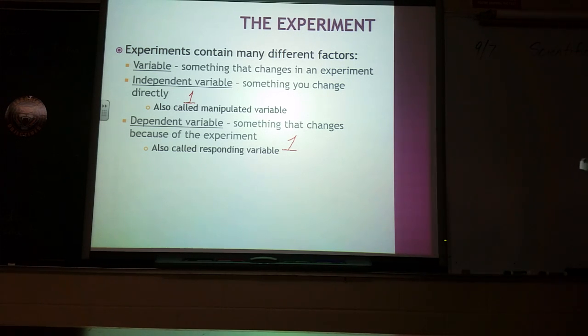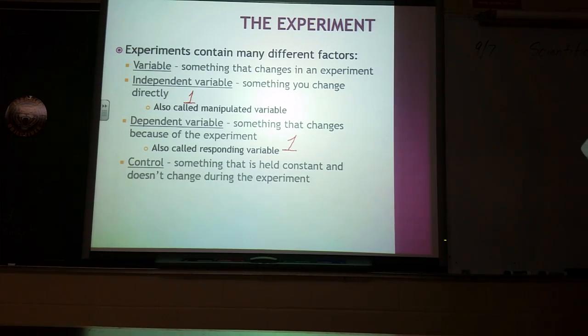So what we have to do is control the rest of those things. A control is something that is held constant and doesn't change. It could change, and perhaps it will in a different experiment. But in a specific experiment, we only want the independent variable to change from test to test. Everything else we hold as controls.